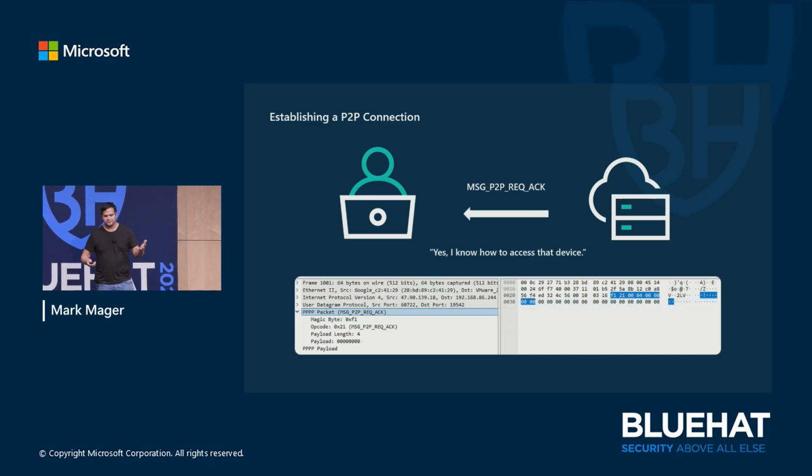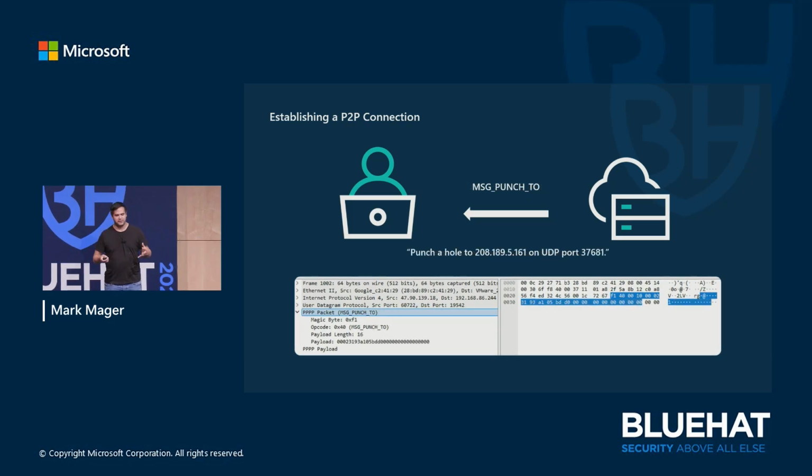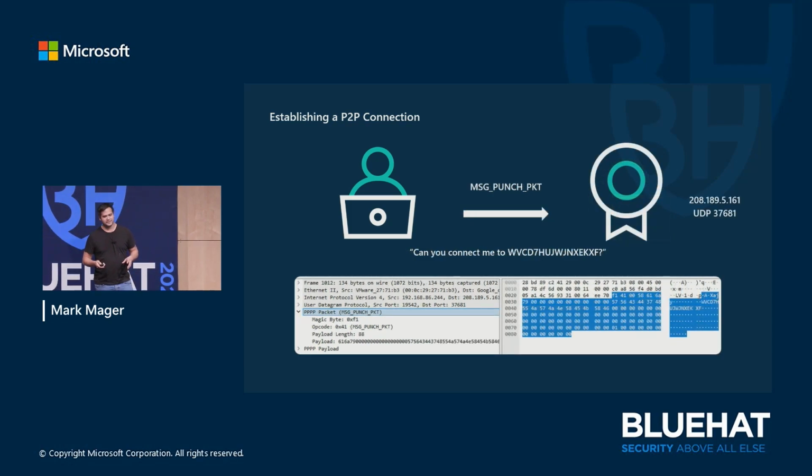If it knows about it, the server will act back and then follow up with a punch-to message that supplies an IP and port combo that the client will then need to connect to. The client will then initiate another message, a punch packet, to the camera at the IP and the port that we were just provided from the peer-to-peer server.